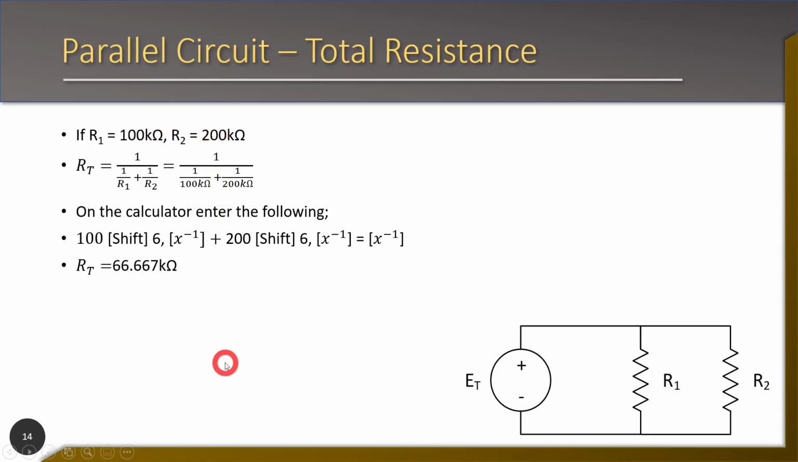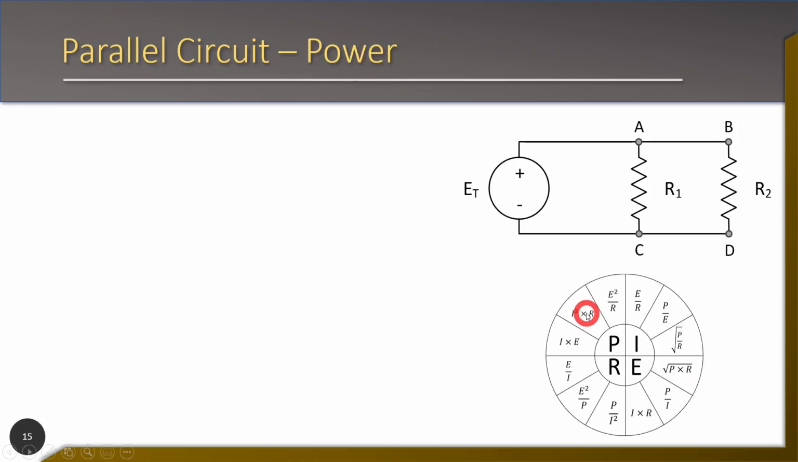Now, if you notice, the total resistance is lower than any one of the individual resistor values. So that's a quick check. If you get a value that's higher than any one of the individual resistors, then you've calculated something incorrectly. So this is something to note. The total resistance will always be smaller than the smallest resistor in a parallel circuit.